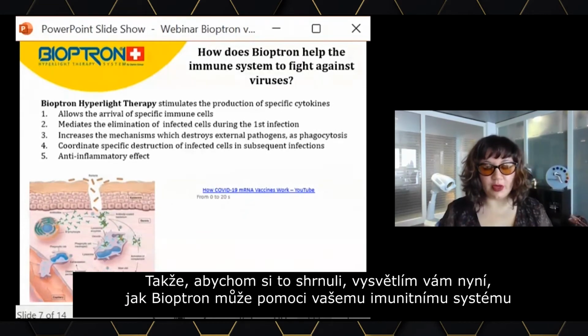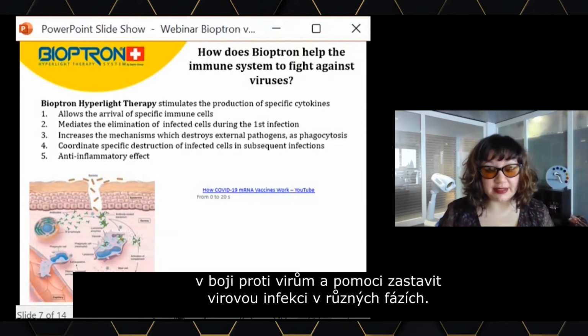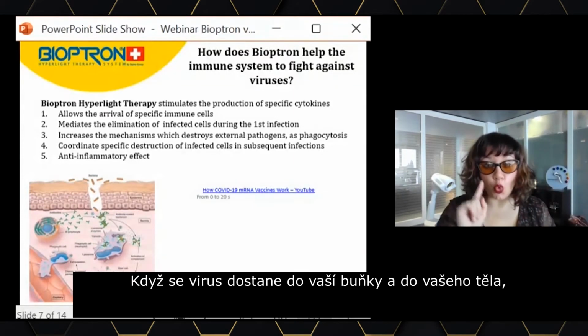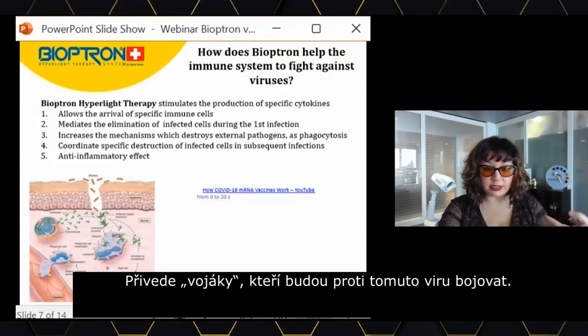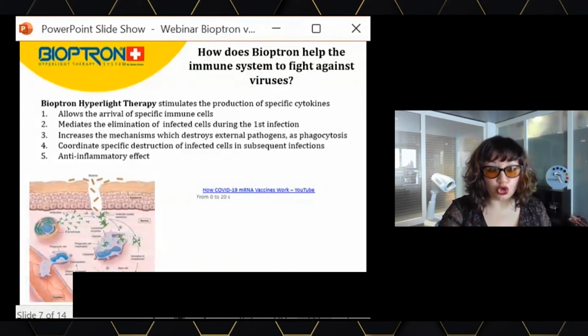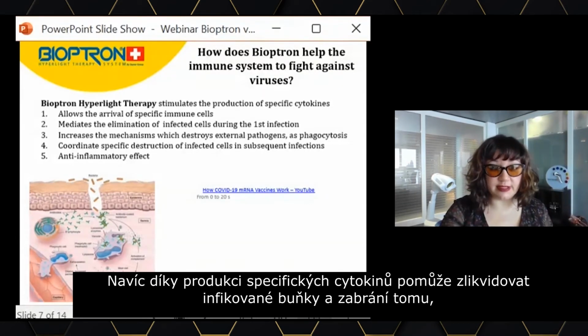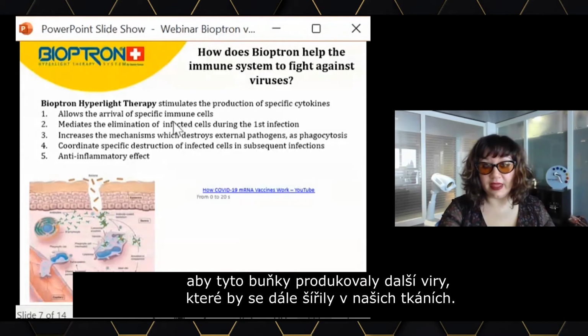So to do a resume of what I explained now, Bioptron can help your immune system to fight against the viruses and help to stop the viral infection at different stages. When the virus is entering your cells, your bodies, Bioptron will allow the arrival of specific immune cells to the infection site. It will bring these soldiers that will fight against this virus. On top of that, thanks to the production of specific cytokines, it will help to eliminate the infected cells, avoiding that these cells are producing new viruses that will continue to spread in our tissues.